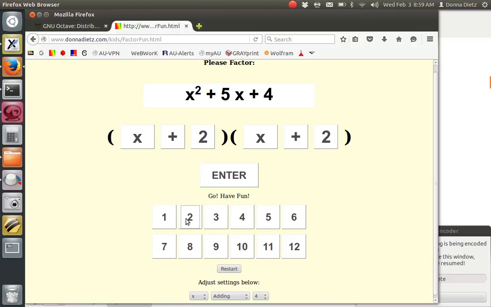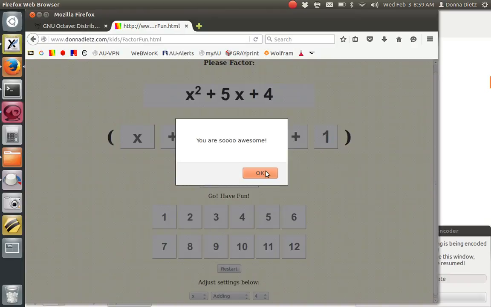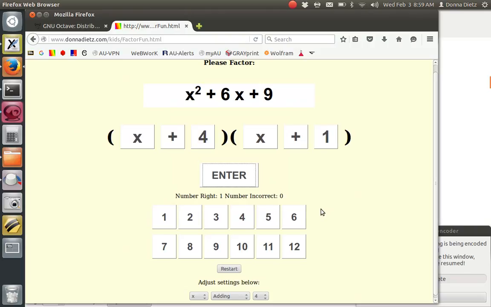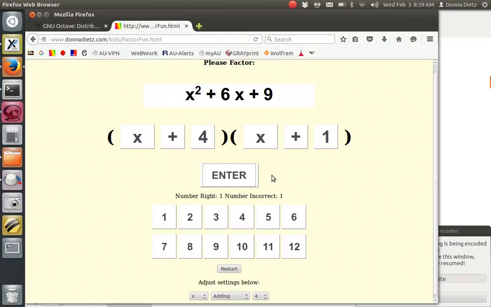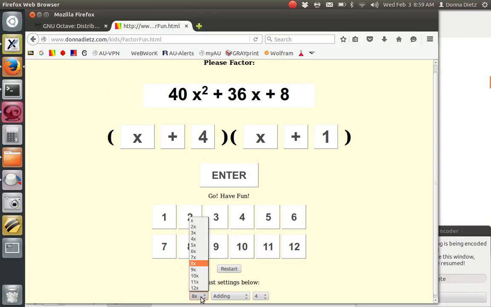And see, that's going to be wrong. That's going to give you x squared plus 4x plus 4. So let's try something else. So that could be a 4 and that could be a 1. This will be right? So this is x squared plus 5x plus 1. And then when you're ready to submit your answer, you say enter. And then it will tell you the number right. And if you get it wrong, it just asks you to keep trying. Okay? But once you adjust these, I think it resets everything for you.